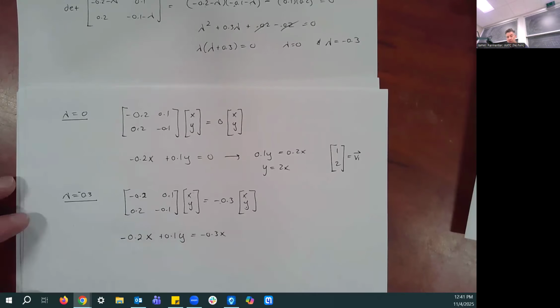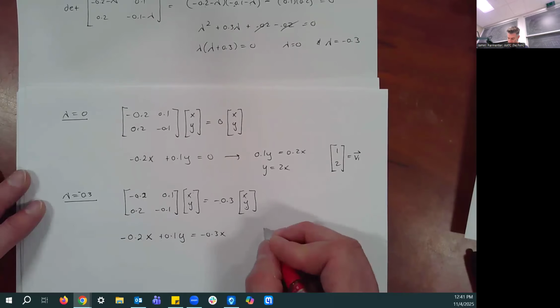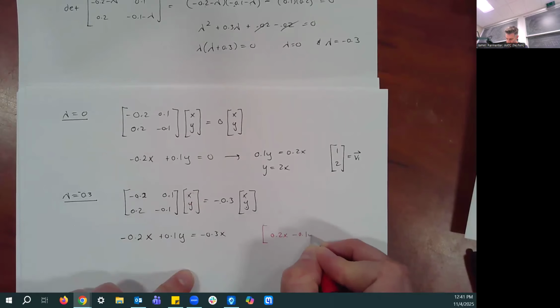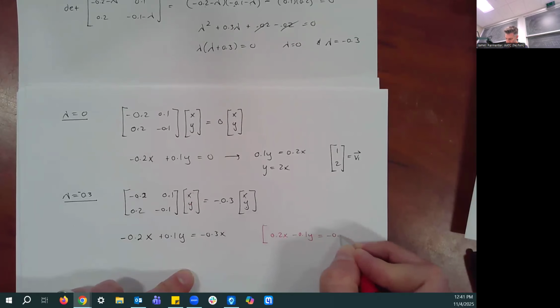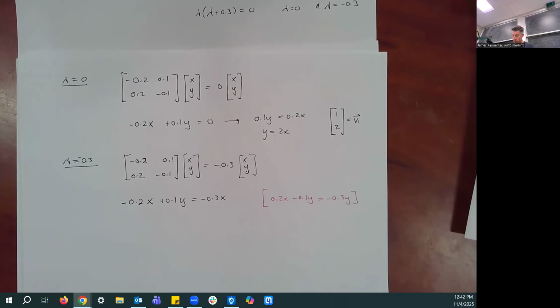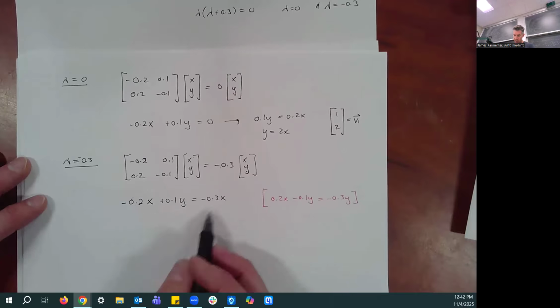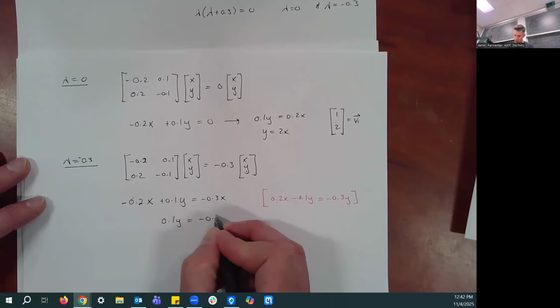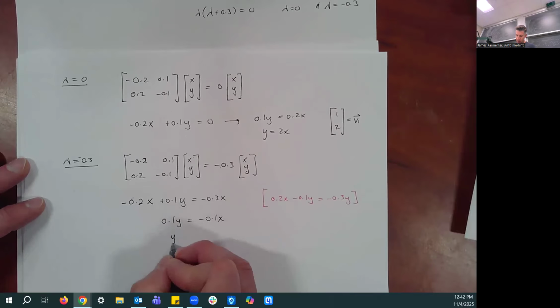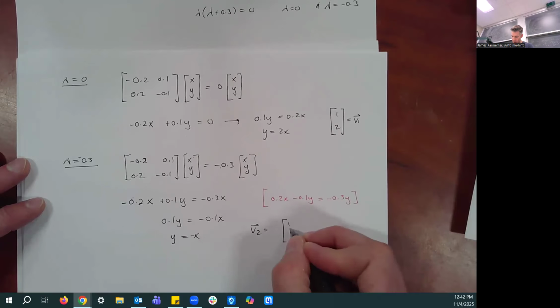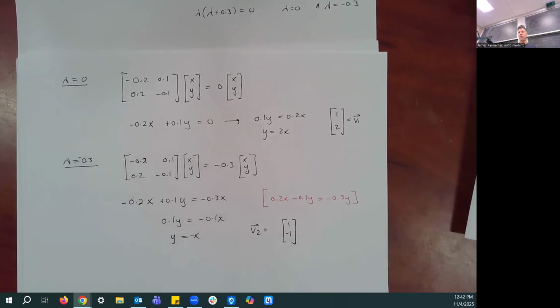Or just for the sake of saying it, if you wanted to use the second equation, it would be 0.2 times x minus 0.1 times y equal to negative 0.3 times y. But you almost only ever need one of them. So I always use the first one because it's the one I see first. Adding 0.2x to the other side, I've got 0.1 times y equal to negative 0.1 times x, or better, y equals negative x. So my other eigenvector is going to be 1, negative 1, or negative 1, 1. Either way you want to write it, it's totally fine.